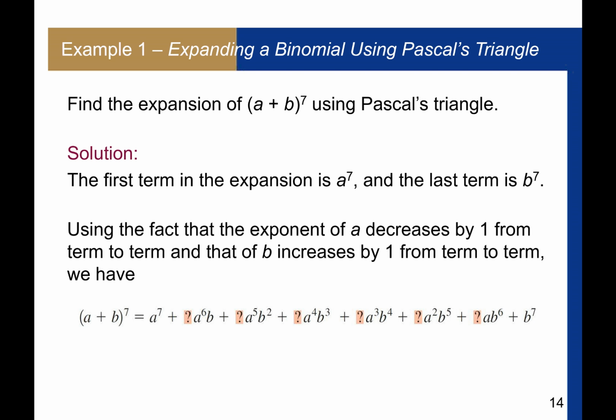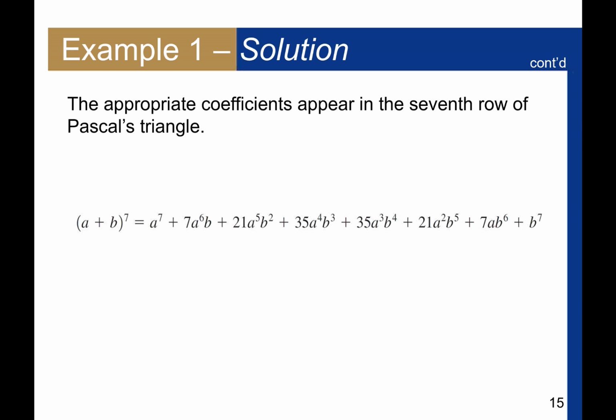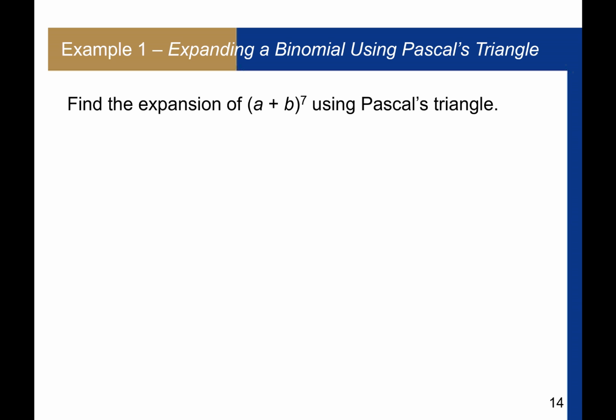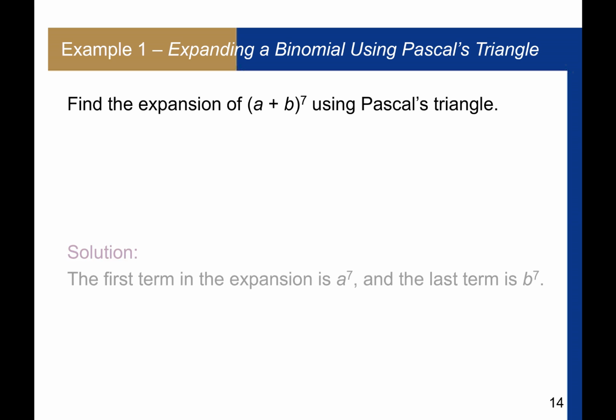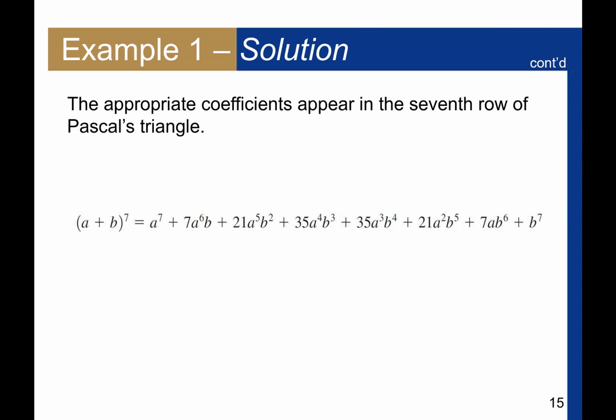And then all we need to do is insert those coefficients from Pascal's triangle. If we look at the seventh row, where's the seventh row? What, you didn't memorize it? 1, 7, 21, 35, and then you reverse that: 35, 21, 7, 1. Boom, there she is.